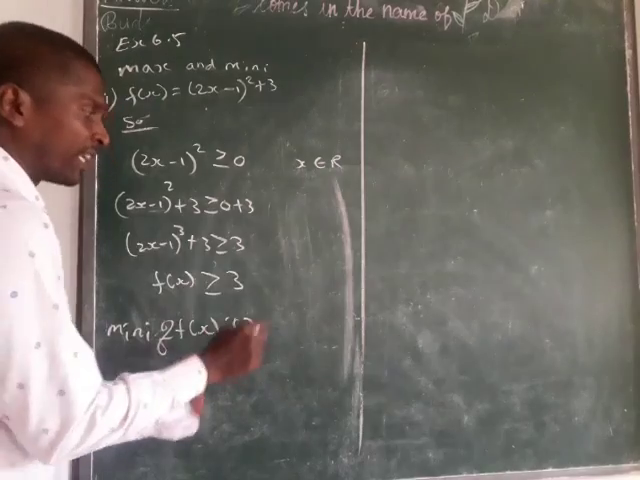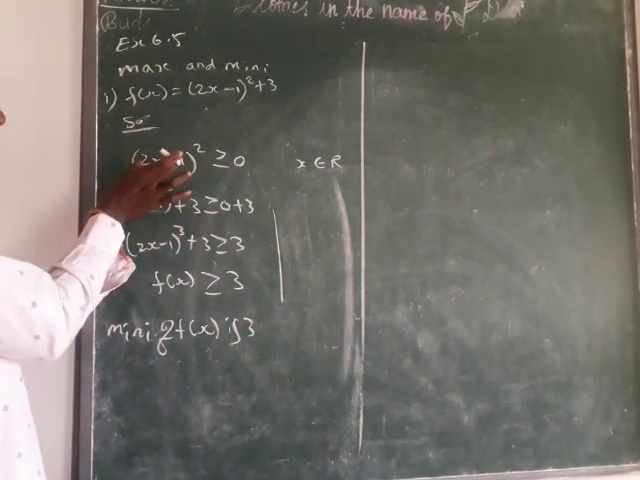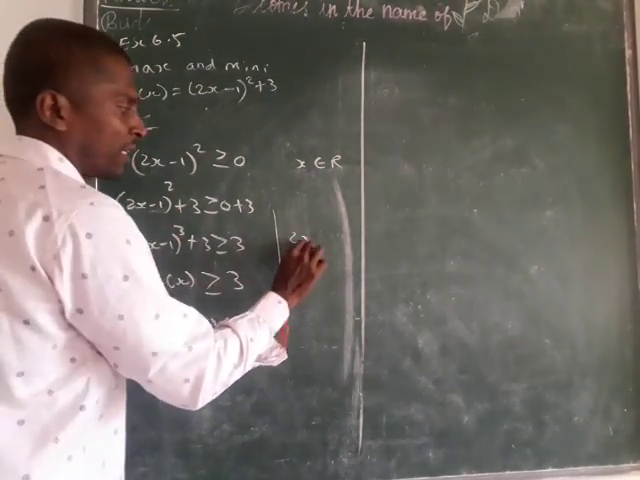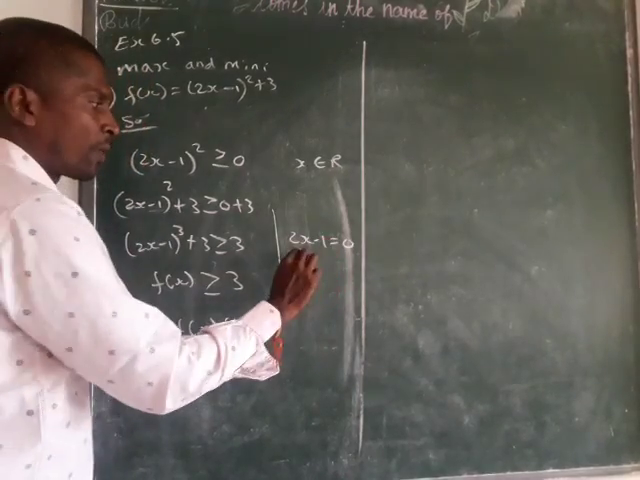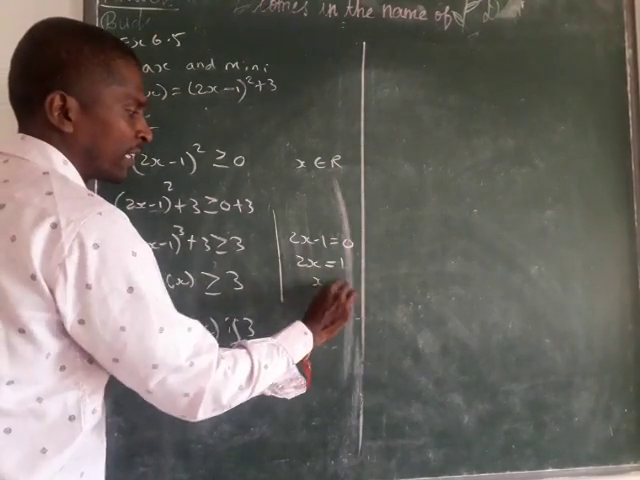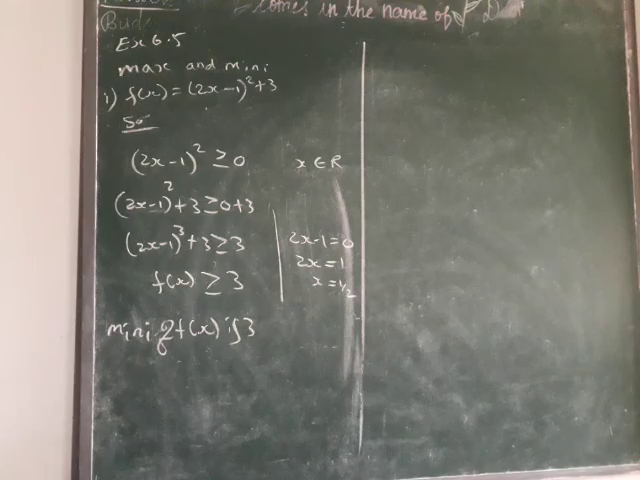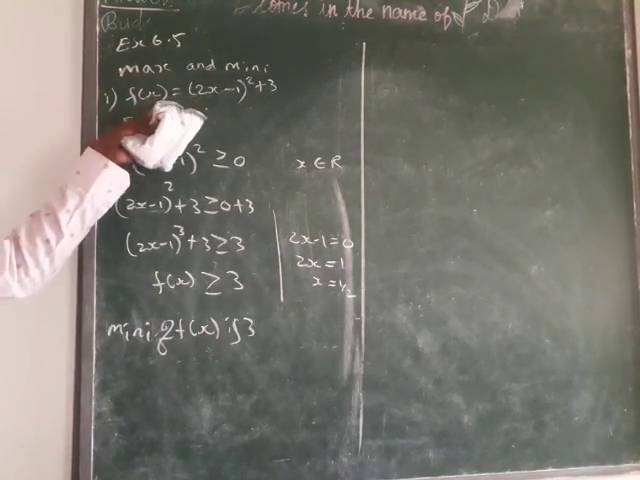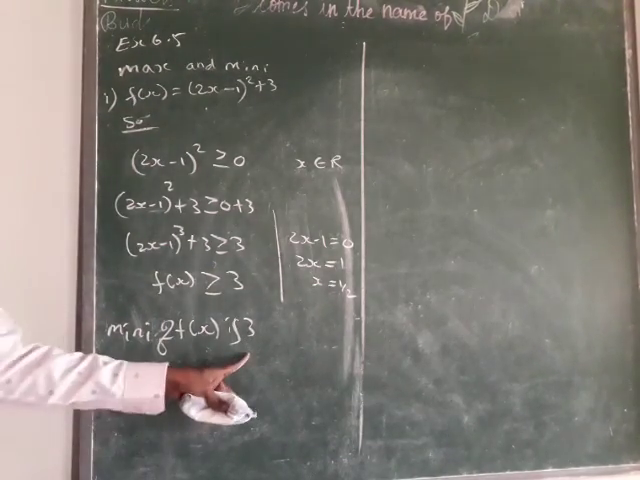When we get 3, how do we identify it? Take the x term. Here the x term is what? 2x minus 1. Substitute equal to 0. Then 2x equals 1, then x equals 1 by 2. So if we substitute 1 by 2 for x in the given function, it gives the minimum value 3.